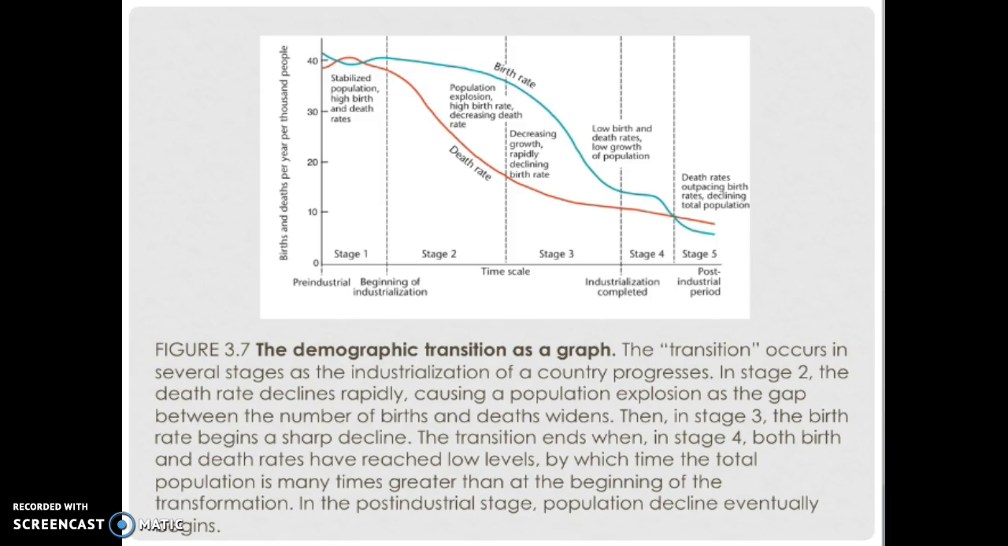Here we have a basic graph of the demographic transition. Demography is the study of populations, and the transition here maps out 5 different stages that are generally thought to correspond with pre-industrialization up through the various scales, levels of industrialization, and even now into, in some areas, what's known as the post-industrial period, where death rates are outpacing birth rates and there's a declining total population.